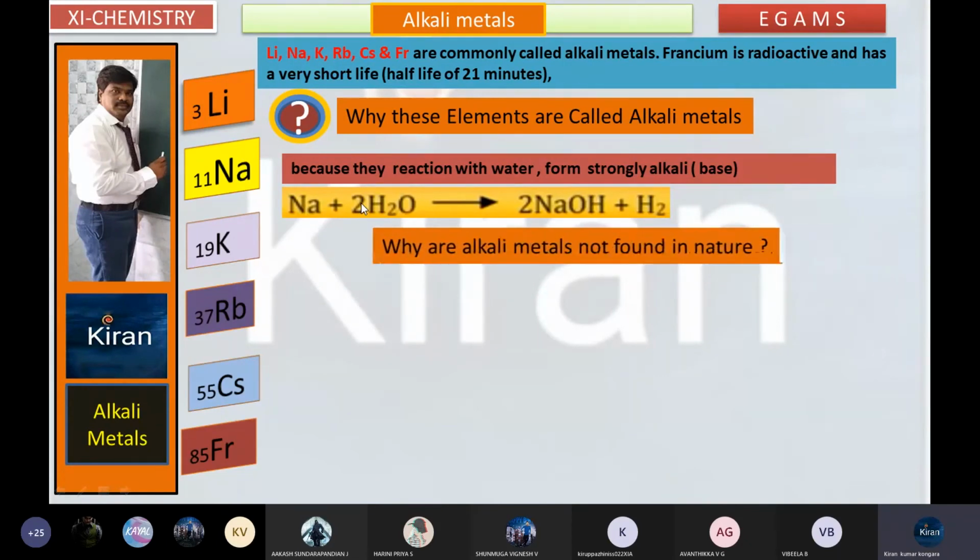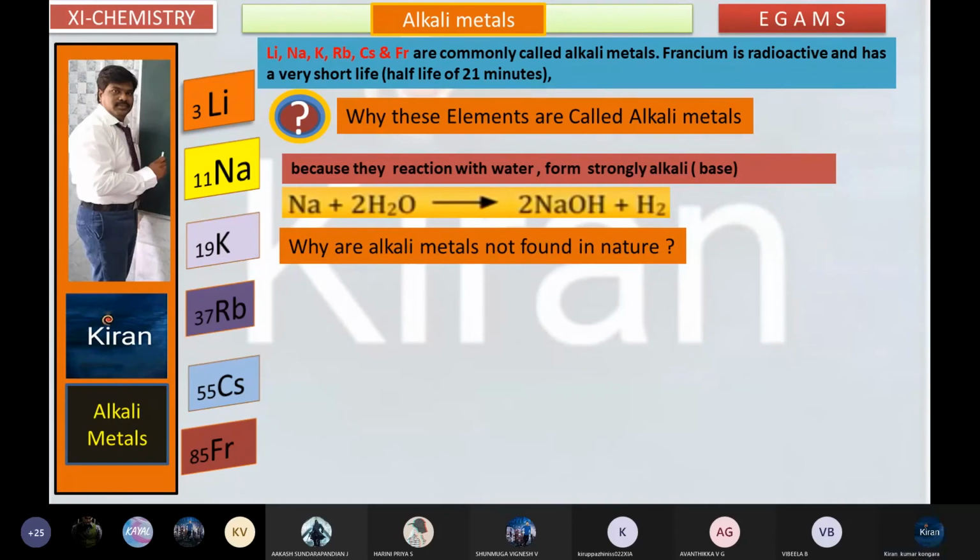Alkali metals are not found in nature. Generally, all the alkali metals are very reactive. You won't get them individually. You cannot simply buy these metals in a supermarket. These elements are available in the combined state. For example, when you want to get sodium, you will get it in the form of sodium carbonate, Na2CO3. But you won't get sodium itself. From the sodium carbonate, you have to extract the sodium. You have to separate the sodium.